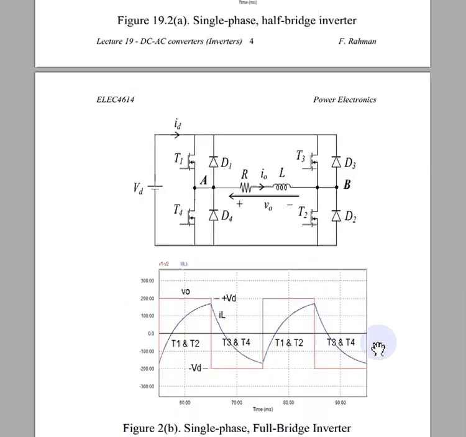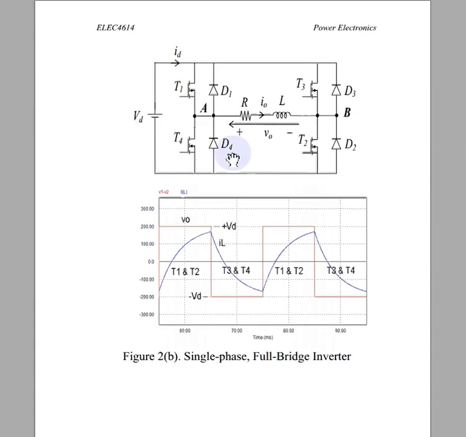So this is the single phase full bridge inverter. This is the circuit diagram of the single phase full bridge inverter. It consists of 4 diodes, 4 thyristors, RL load, and DC supply. In this circuit, this pair T1 and T2 will conduct together, and this pair T3 and T4 will conduct together. Similarly for the diodes, D3 and D4, D1 and D2 conduct together.